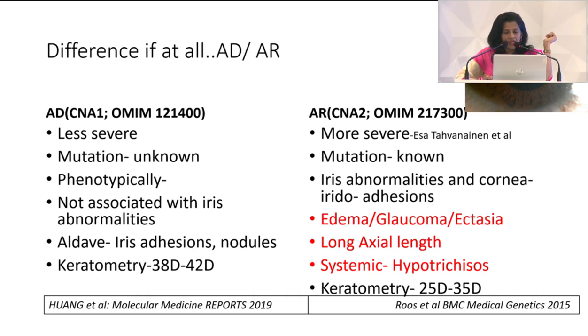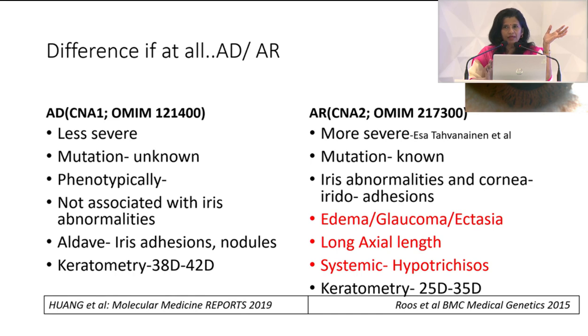So the OMIM classification, which has divided this as autosomal dominant and autosomal recessive, typically describes this as less severe and more severe, where the more severe, the autosomal recessive, is associated with mutations known to affect the long arm of chromosome 12, iris abnormalities, maybe progressive edema, glaucoma, and ectasia, which is not very clear at this point in literature. And they may also be associated with longer axial length, meaning not only axial hyperopia, they are associated with myopia as well. And certain case reports of systemic hypotrichosis have been described.